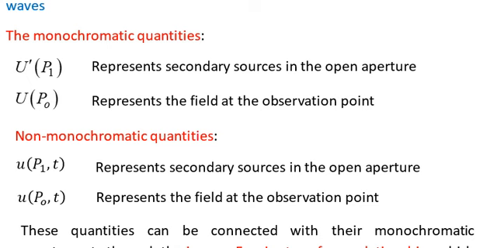Now the corresponding non-monochromatic quantities we are going to introduce are small u of P1 comma t for the secondary sources, and for the point of observation the non-monochromatic quantity is small u of P naught comma t. So you can see that we shall have a time dependence in these quantities corresponding to points P1 and P naught. For the monochromatic case we had a relation between U of P naught on the left hand side, and in the integral we had U prime of P1. Similarly, for the non-monochromatic quantities, we have to express u of P naught comma t in terms of some integrals involving u of P1 comma t. So this is what we are going to do.